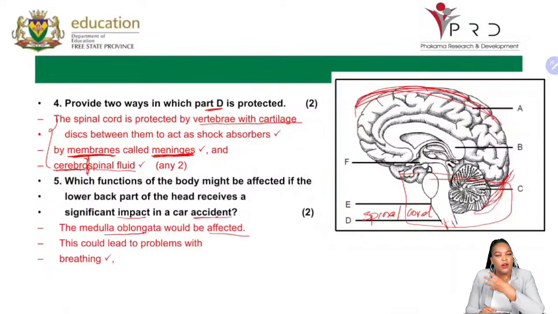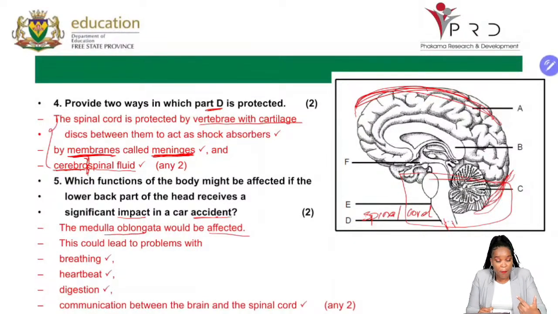Now, in an accident, the medulla oblongata is affected. Therefore, the person might have challenges with breathing. They might have challenges with their heartbeat. They might have challenges with their digestion. Remember peristalsis. The communication between the brain and the spinal cord might also be affected, because remember that communication from the spinal cord passes through the medulla to the brain. So if the medulla is affected or injured, then that communication might also be affected.